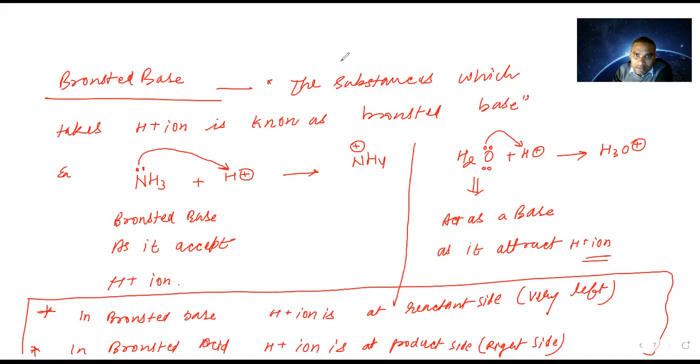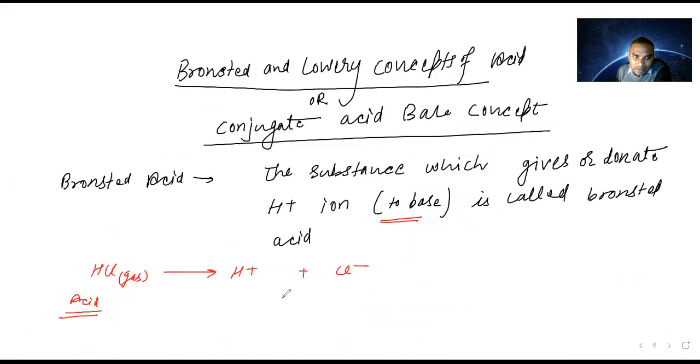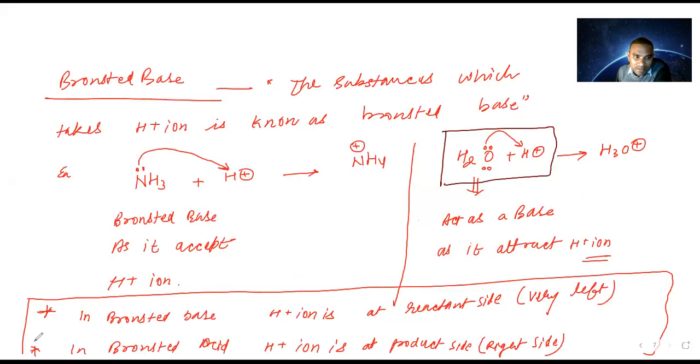So here what is there? You will apply this here. H2O is a base. So H plus ion is on what side? Reactant side. Yes or no? Next one, here HCl is an acid, as it donates H plus ion. So in the acid, H plus ion is on the product side. This is the concept from your book.